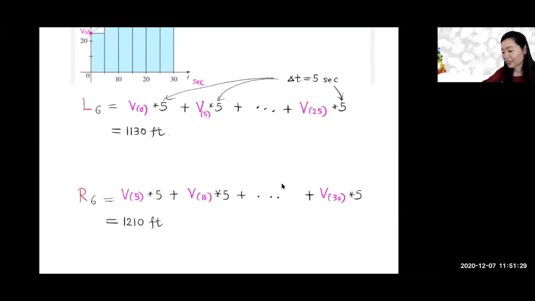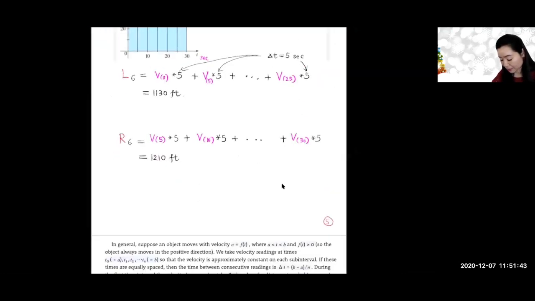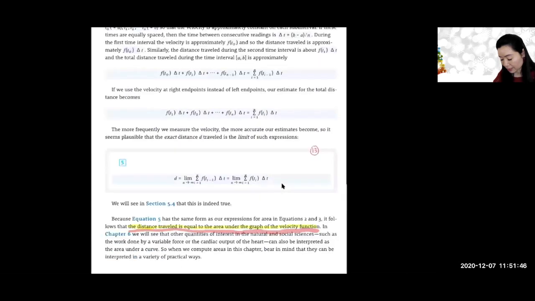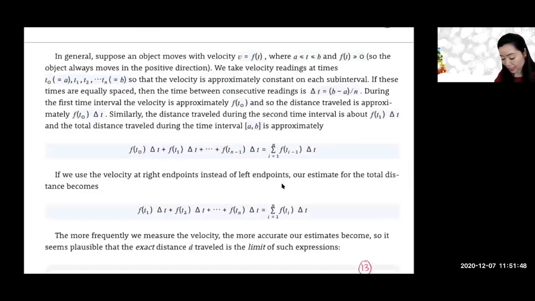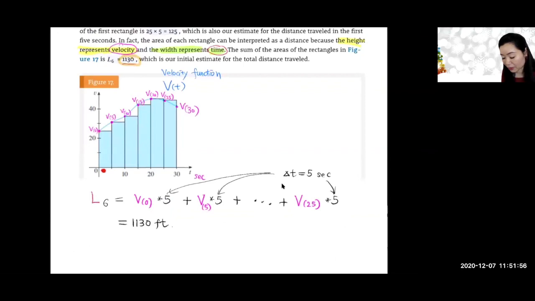All right. And then you can make the time interval even smaller and smaller, maybe every second. Repeat this process. Now it's similar to our Riemann sum. When you make the time interval even smaller and smaller, then the sum of those rectangles is going to be closer and closer to the area under the curve.